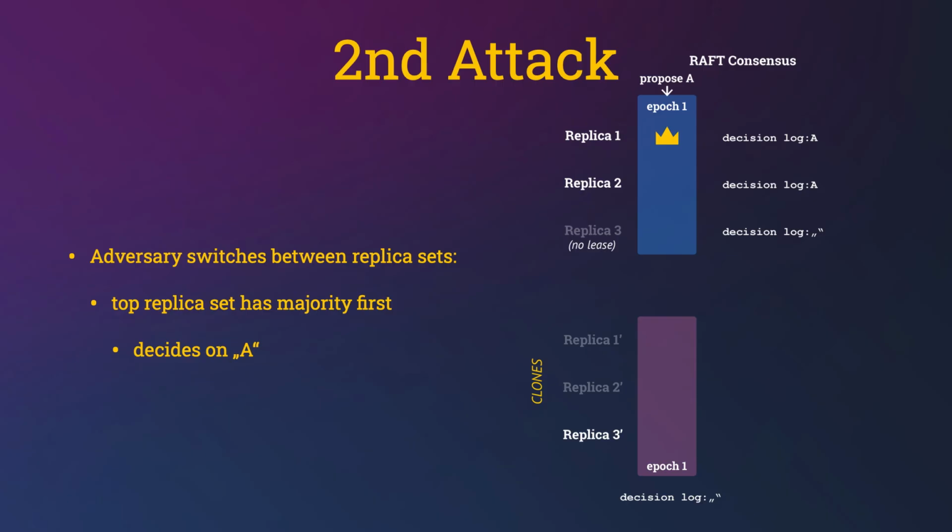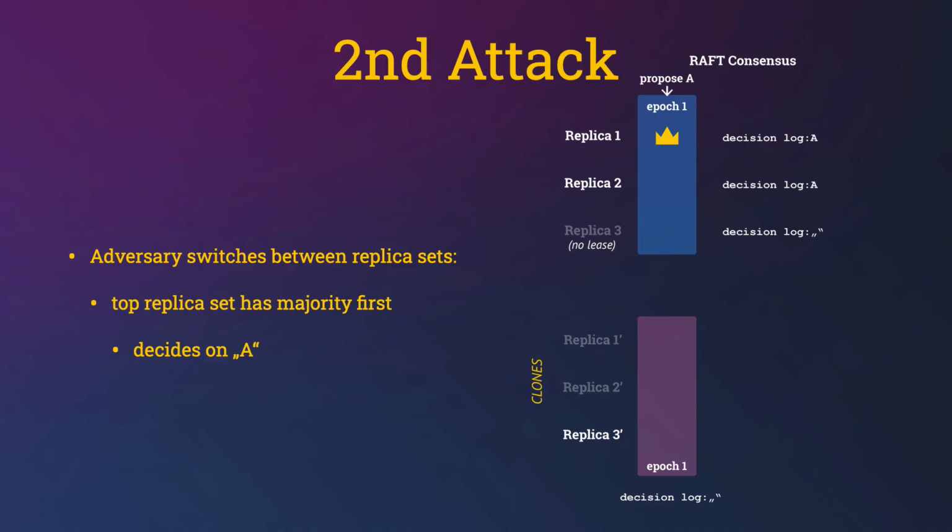But maybe an adversary learns about this and does the following. It first ensures that replica 1 and 2 get the lease. So the blue replicas, they elect a leader and decide on something. So in Raft, you have a decision log. So say there's a proposal of deciding A, and these 2 replicas decide on A.